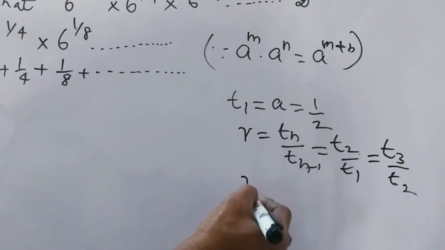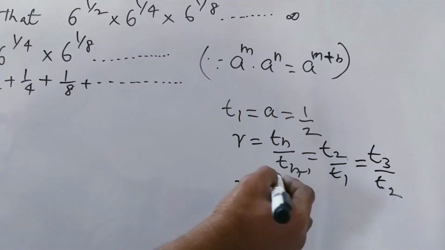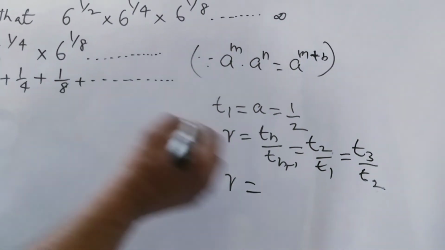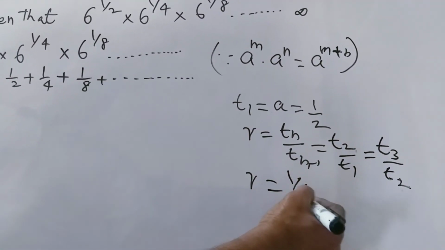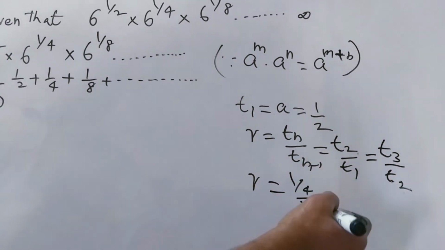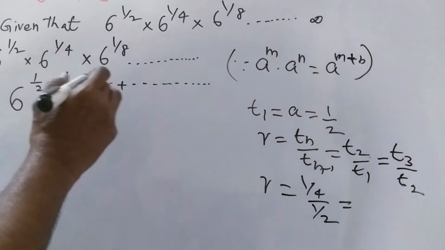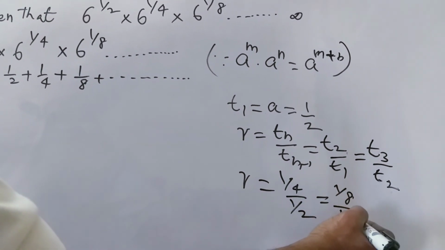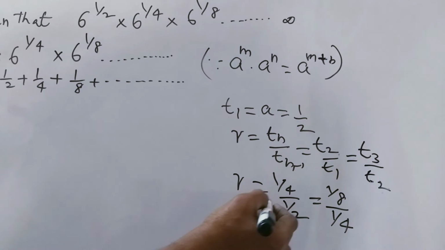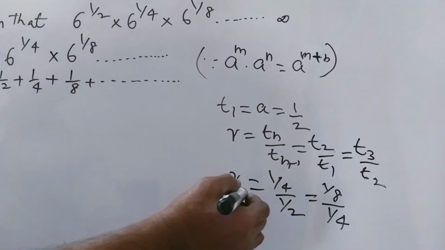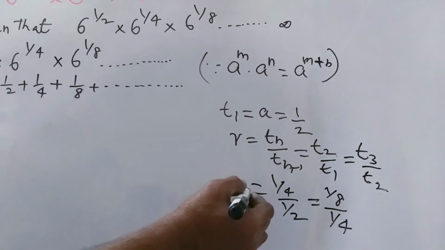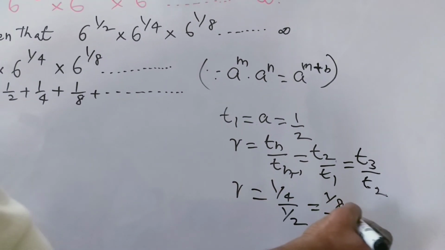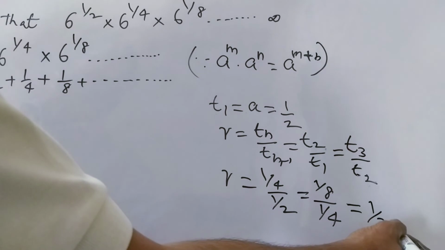So here r is equal to 1 by 4 by 1 by 2, that is t2 by t1, is equal to 1 by 8 by 1 by 4. On simplification, we got r is equal to 1 by 2. Common ratio is equal to 1 by 2.